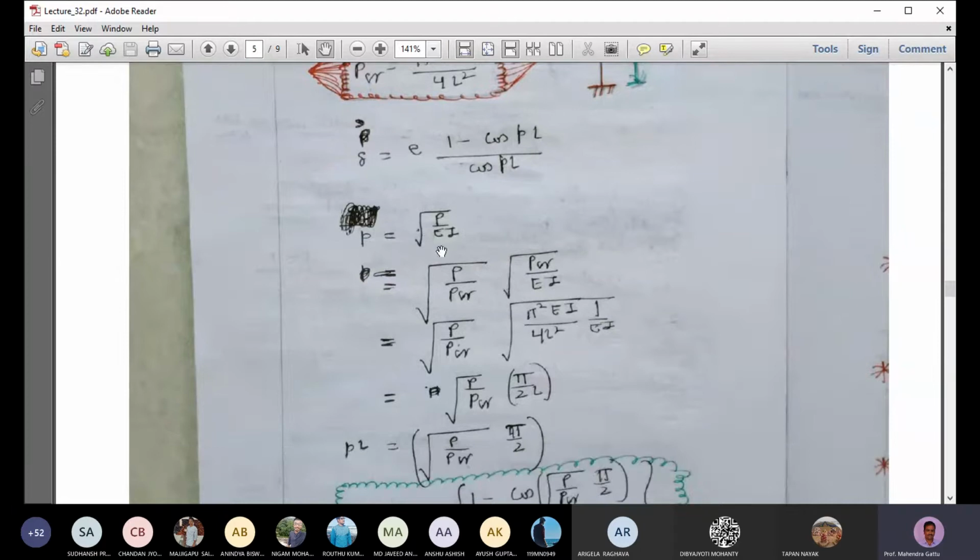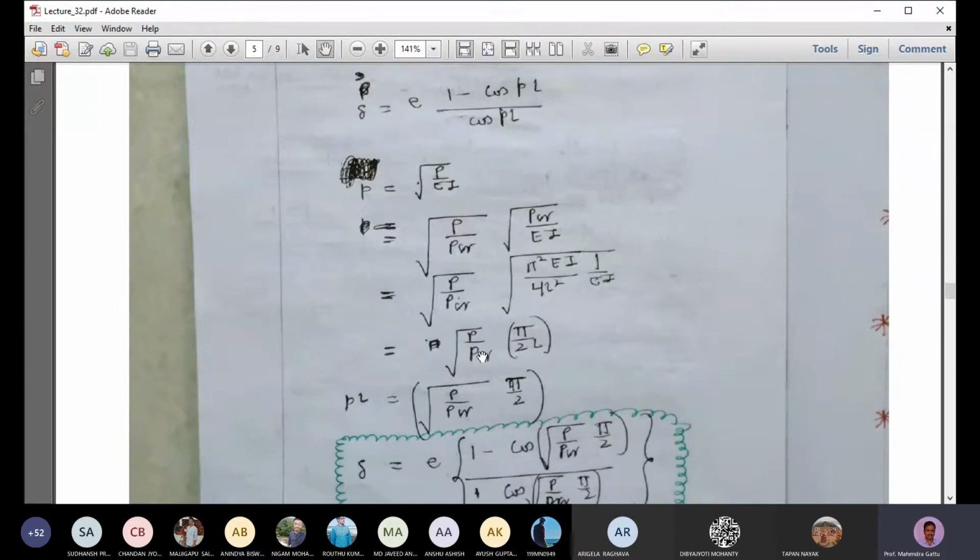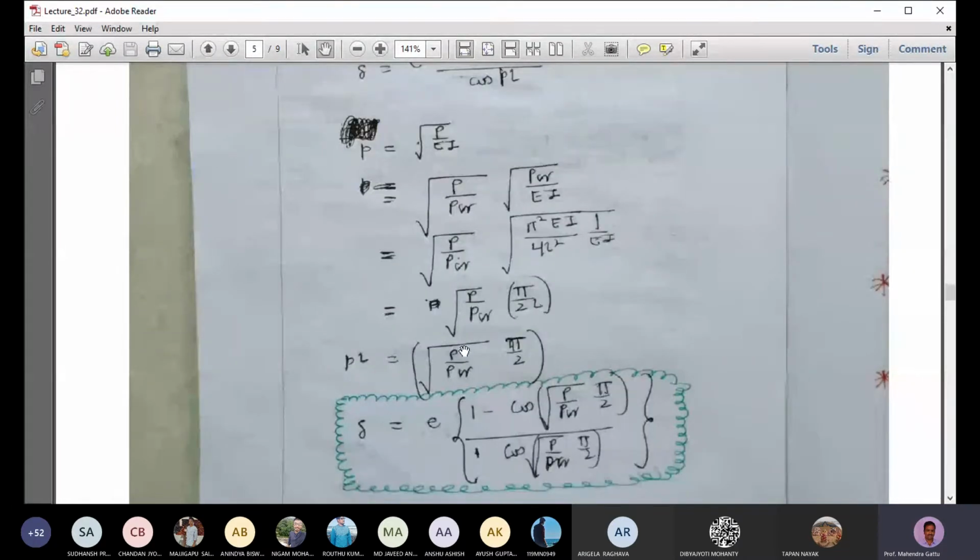Small p is equal to square root of P by EI. We divide and multiply by square root of P critical, so we get square root of P by P critical into square root of P critical by EI. P critical is pi square EI by 4L square, so EI and EI cancel out, and we get pi by 2L. So small p in terms of P and P critical is square root of capital P by P critical into pi by 2L. Sending the L to the left hand side, small pL is square root of P by P critical into pi by 2, and we get this term.